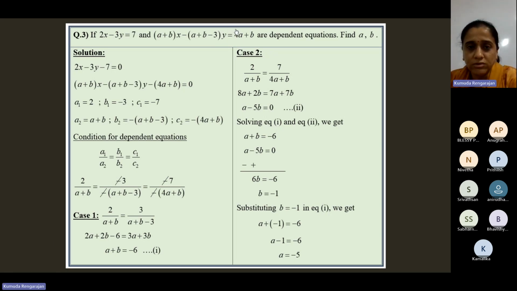Or as I've told you earlier, just put a bracket. And this is plus here. It becomes minus on the other side.